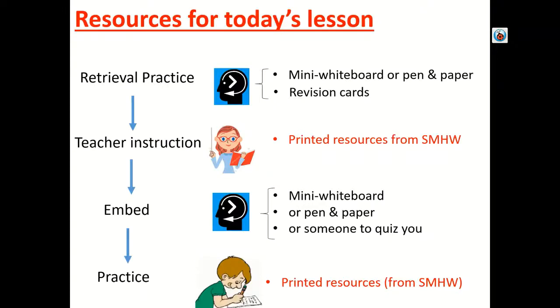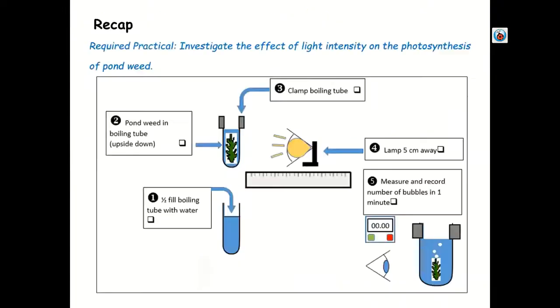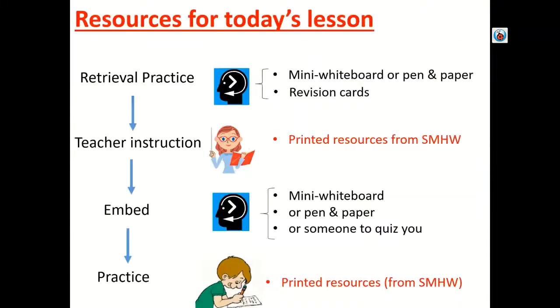Before we move on to teacher instruction, I just want to recap over yesterday's lesson. We worked on the required practical, which was to investigate the effect of light intensity on the photosynthesis of pondweed, and we wrote a method which you might want to look at again now, and we looked at possible errors in the method for that investigation.